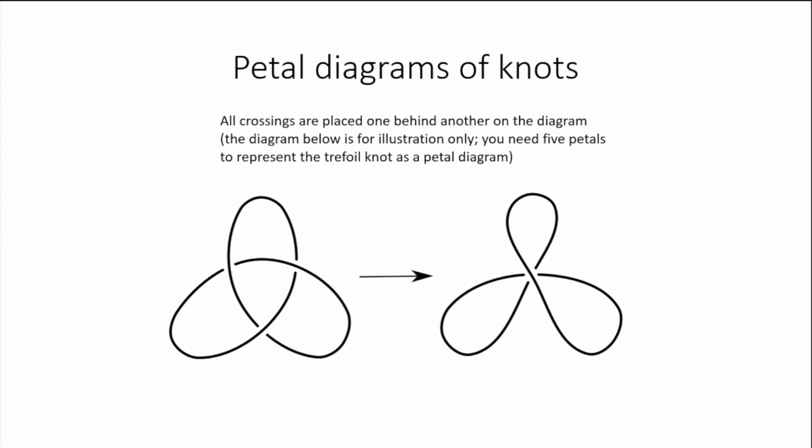Petal diagrams are convenient to use for the computer for machine learning. Why? Because a petal diagram is defined by in which order all these arcs pass behind each other in that one crossing. So it is easier for the computer to imagine a petal diagram than an arbitrary diagram with many faces and many crossings.